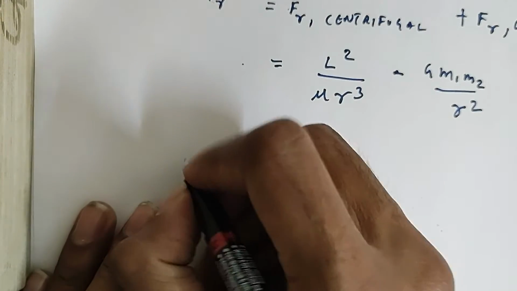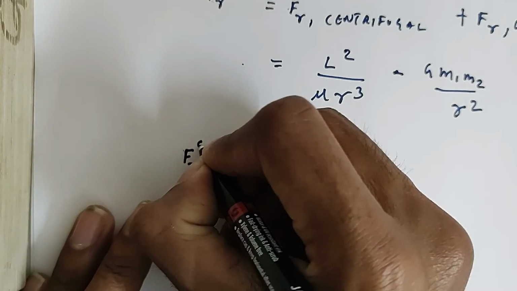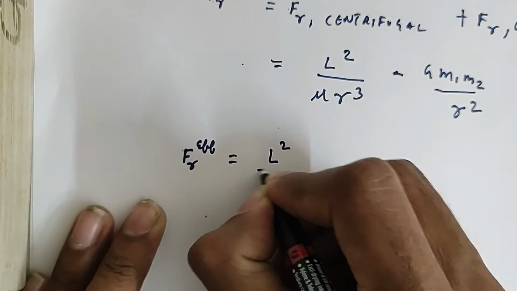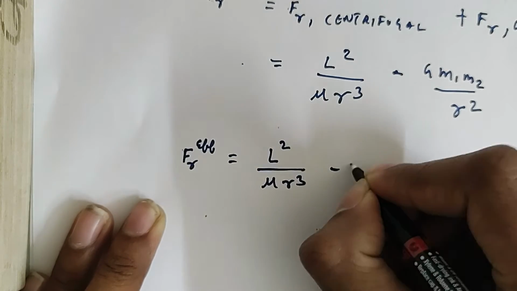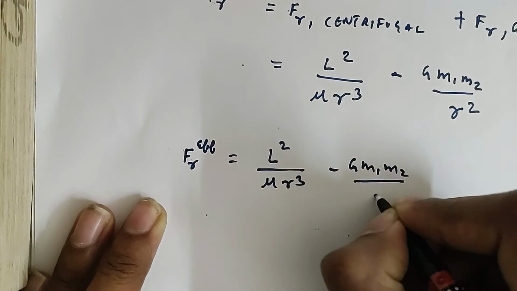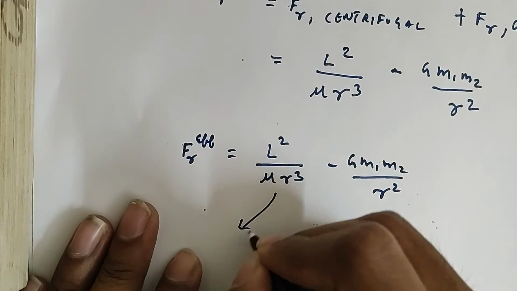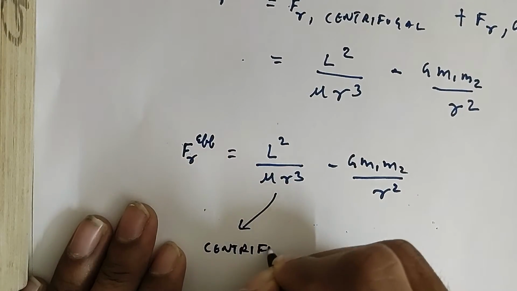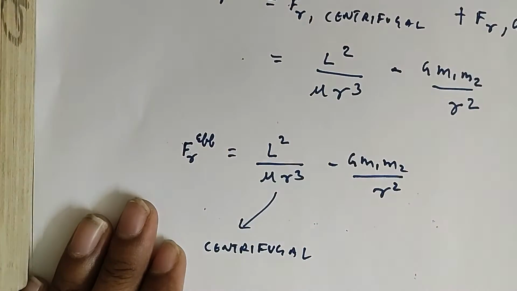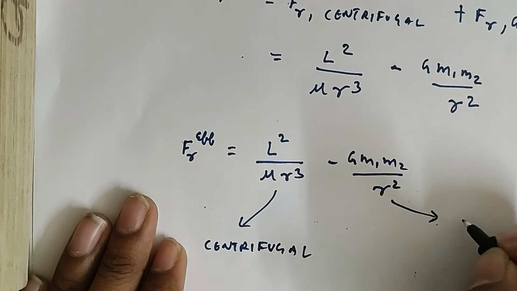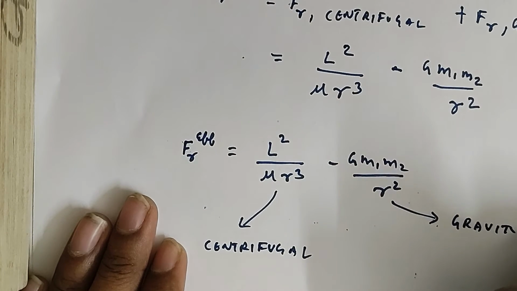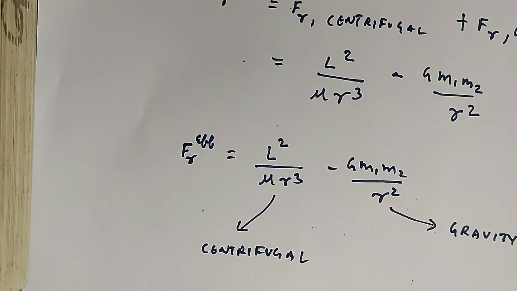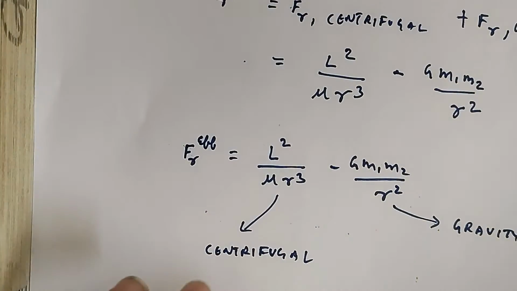Let me rewrite it. L square upon mu r cube minus G m1 m2 upon r square. In this sense, this is my centrifugal term. It's a centrifugal, alright? It's a centrifugal, not centripetal. And this is my gravity. Alright. This gives a beautiful description. Now, we are done with the effective potential energy.